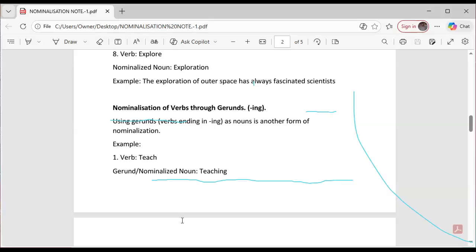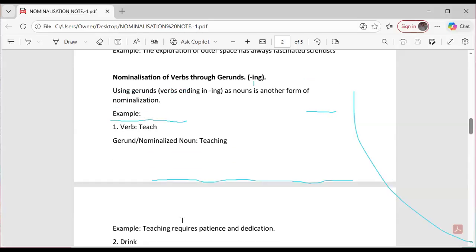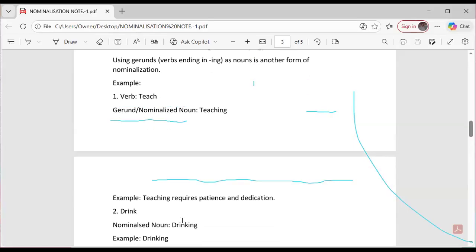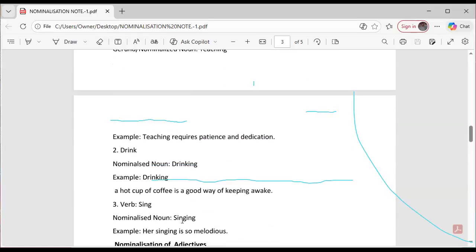Using verbs ending with the ing as nouns is another form of nominalization. For example, the verb teach, when it's nominalized, becomes teaching. Can you read the sentence there for me? Teaching requires patience and dedication. The verb drink. Once you change drink to a noun, it becomes drinking. Good. A hot cup of coffee is a good way of keeping awake.